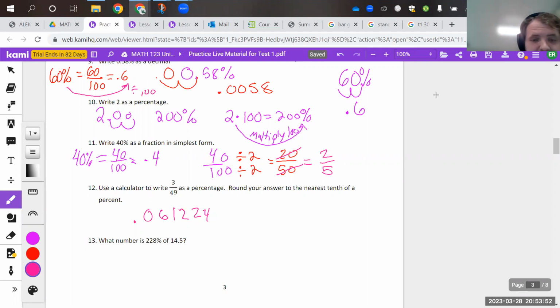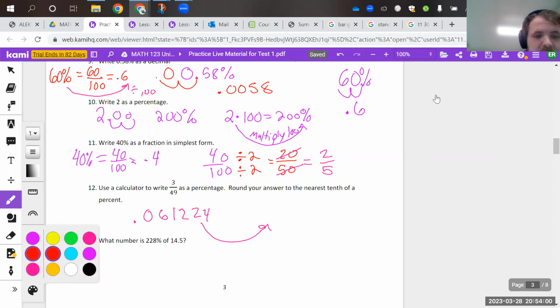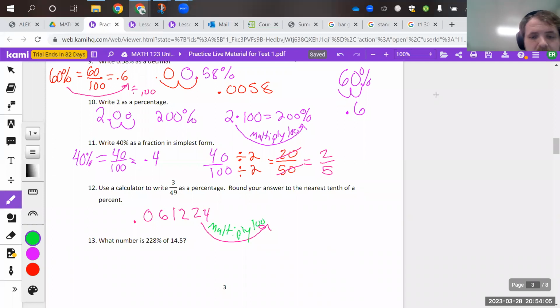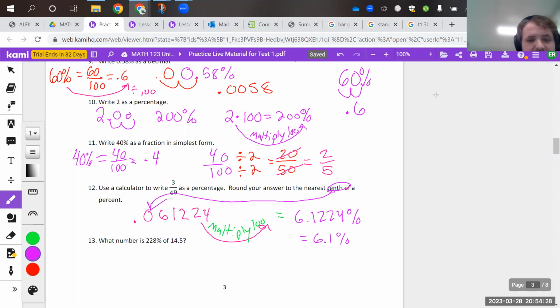So to turn that into a percent, okay, so we're looking at number 10, multiplying by 100 to give you 6.1224%. So now it wants the nearest 1/10 of a percent. So that's going to eventually become 6.1%. The temptation probably for a lot of people was to round to make that 0.1.